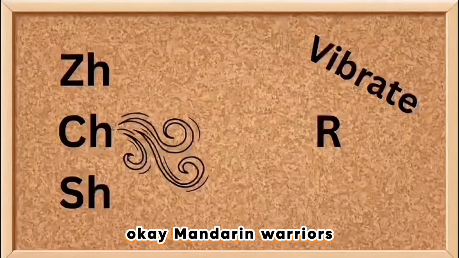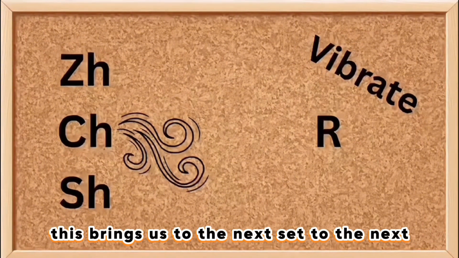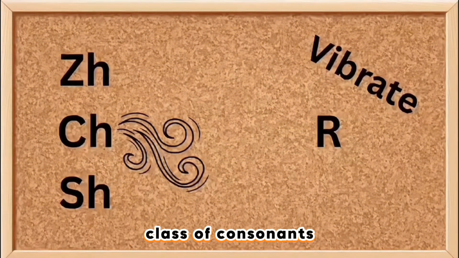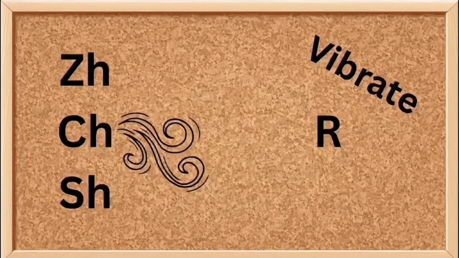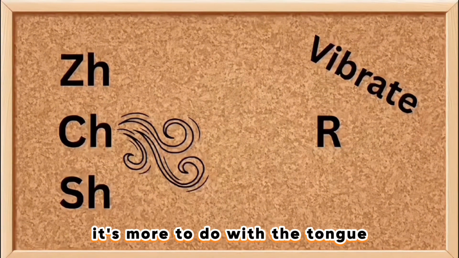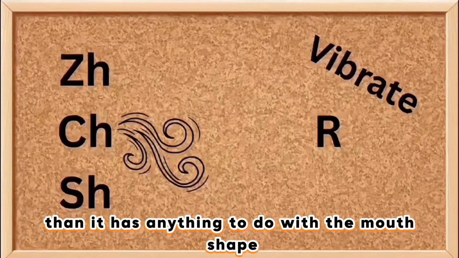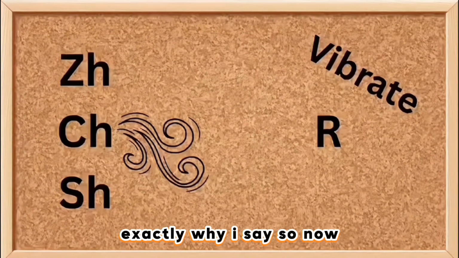Okay, Mandarin warriors, this brings us to the next class of consonants that we'll be learning in this video, which is zhi, chi, shi, zhi, chi, shi. Now, I find this really interesting as a person. It's more to do with the tongue than it has anything to do with the mouth shape, really. And I'll tell you in a few seconds exactly why I say so.